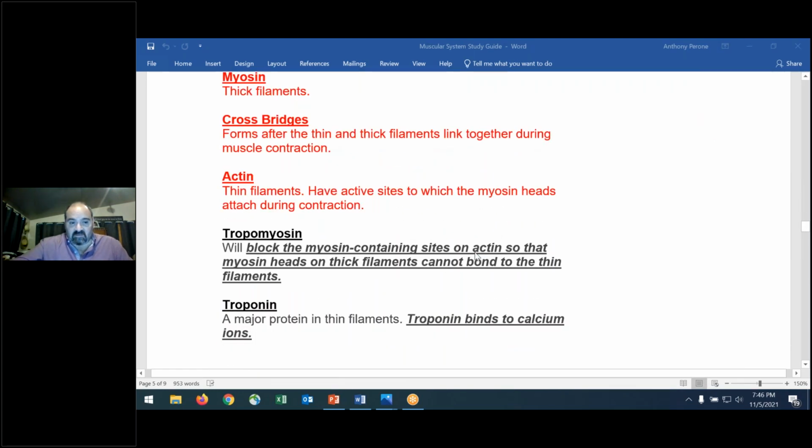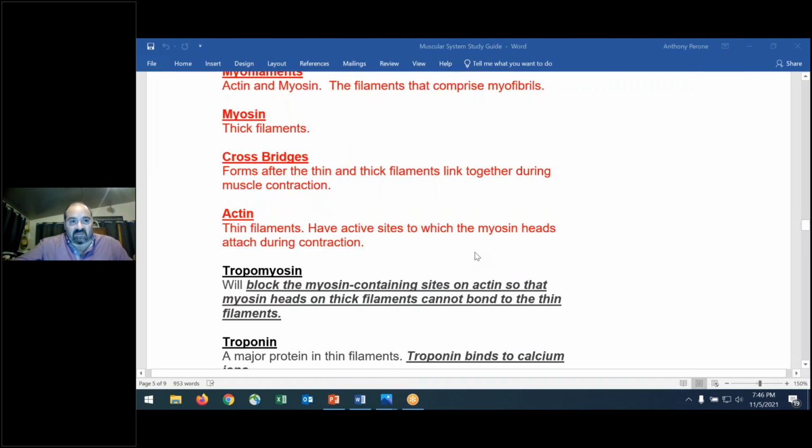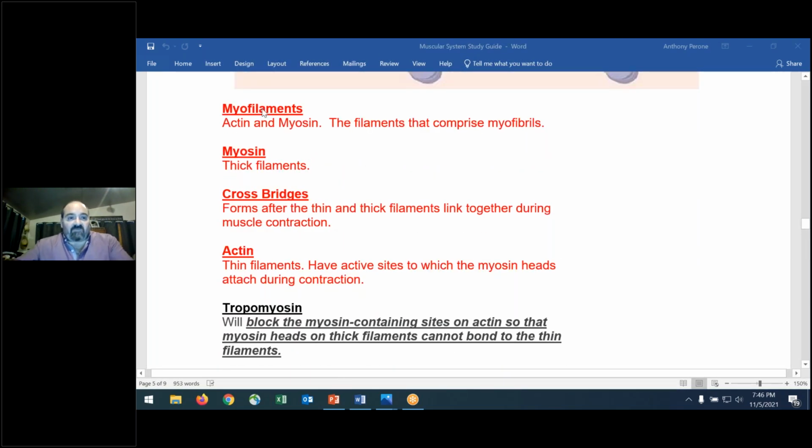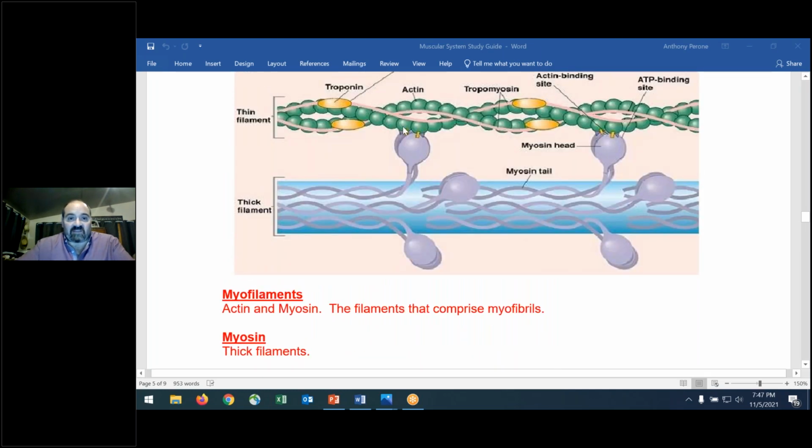And let's go look at this here. So again, the myofilaments, actin and myosin, right? The filaments that comprise the myofibrils, because myofilaments are the smaller structures present within the myofibrils. And remember, muscle fiber is composed of myofibrils, which are composed of myofilaments. And you'll see here, myosin is the thick, actin is the thin, actin is what moves, actin is what slides. The cross bridges form after the thin and thick filaments link together during muscle contraction. There's that linkage, that's a cross bridge.